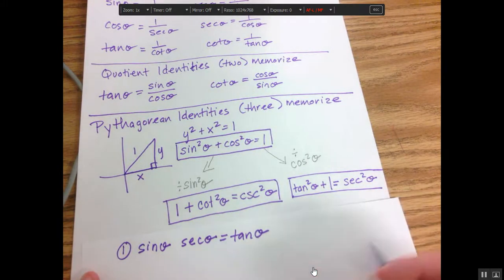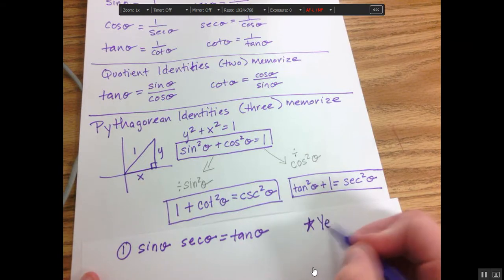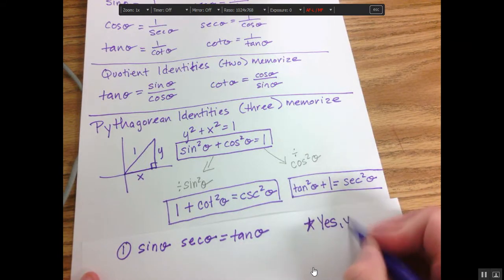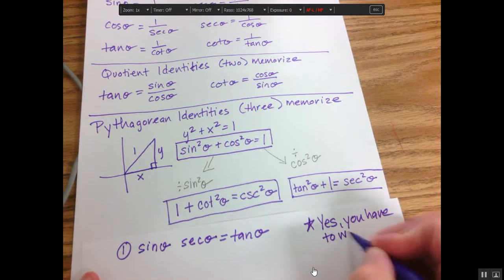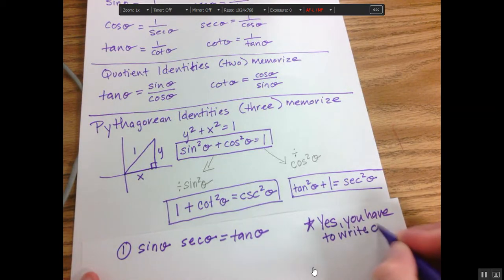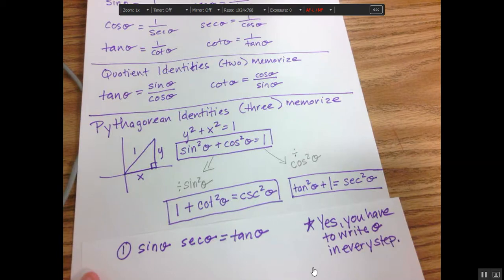So here, let's just write down tips as we come across them. Yes, you have to write theta. You will lose points if you don't. You have to write theta in every step. Okay. You're trying to change one side to look like the other side, and you may only change one side. You can't change both sides. So let's write that one down too. You may only change one side.